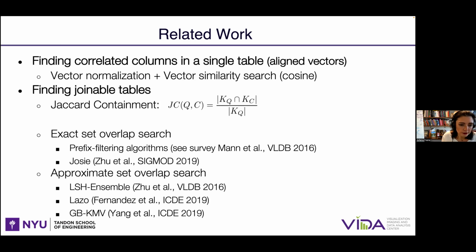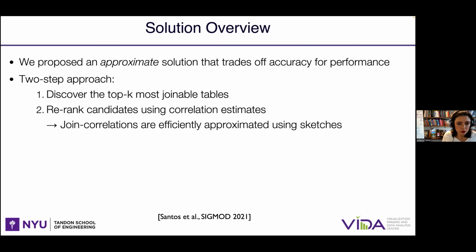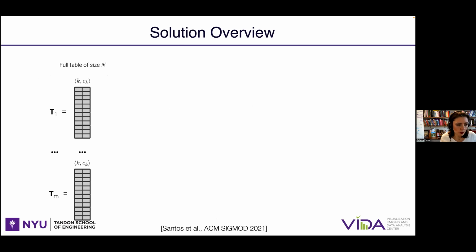So in our case, we propose an approximate solution for this joint correlation estimation that trades off accuracy for performance. And our approach works in two steps. First, we discover the top K most joinable tables, the tables that have the highest overlap. And in the second step, we re-rank these candidate tables using correlation estimates. So this is, more or less, what it would look like.